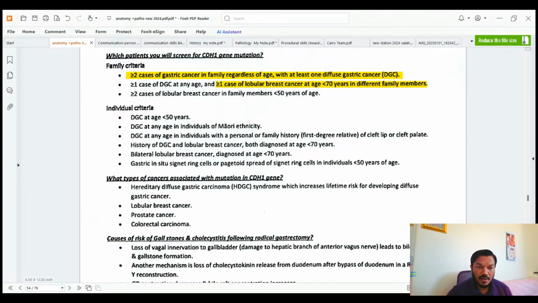What are the types of cancer associated with mutation in the CDH1 gene? Hereditary diffuse gastric carcinoma, gastric cancer, lobular breast cancer, prostate cancer, colorectal carcinoma.